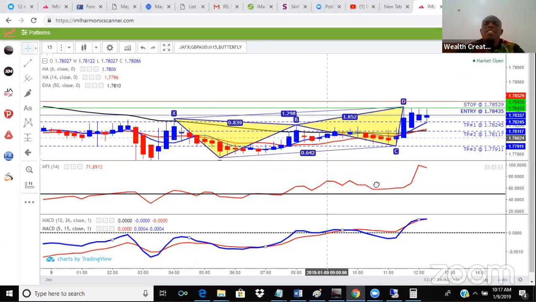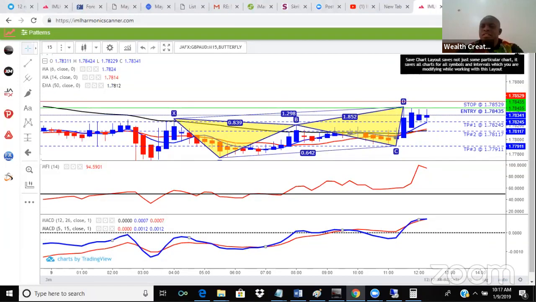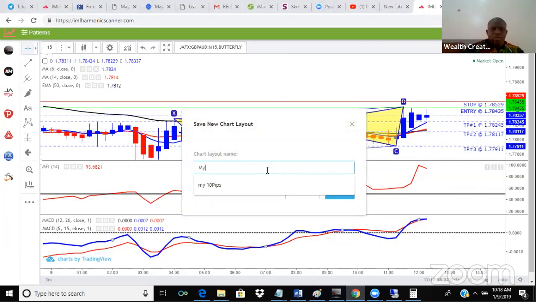Now, I don't want these settings to be off and on. So what do I do? I will need to save it. You click on this extreme arrow and save it. So I'm going to click on this extreme arrow and I would name it my 10 pips. Okay? So I can save it.